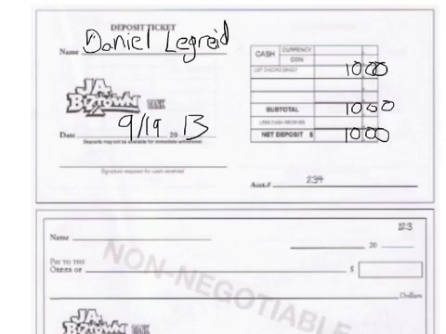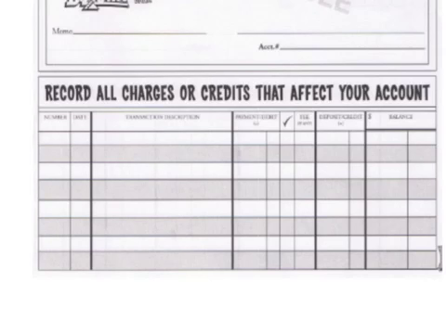The one confusing thing though. Actually, I want you to look down here where it says record all charges or credits. This is where we keep track of how much money we have in our account. Because like I said, the most important thing about being a responsible adult is making sure you don't spend more money than you have, otherwise you can get in big trouble for that.